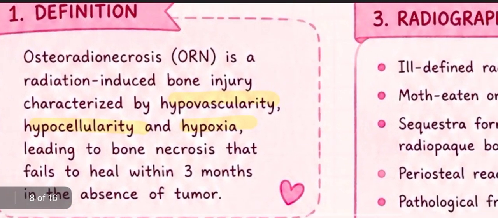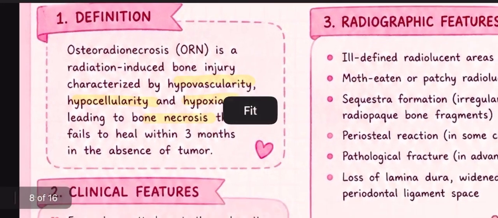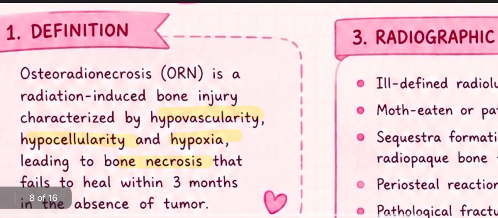These are the 3H which can be seen in osteoradionecrosis, leading to bone necrosis that fails to heal within 3 months in the absence of a tumor. So the important characteristics of osteoradionecrosis is the 3H, which is the hypovascularity, hypocellularity, and hypoxia.